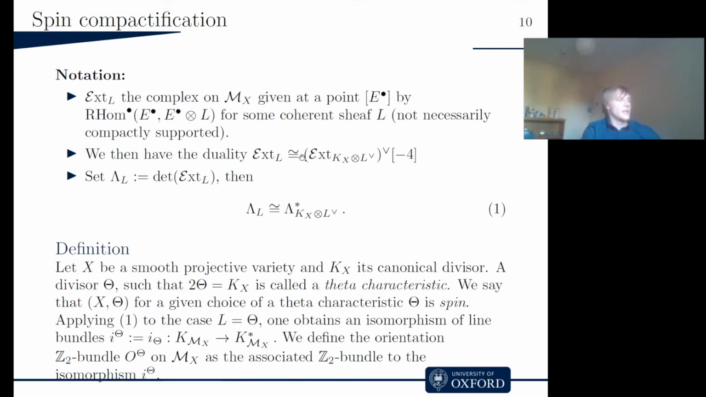We have then the duality, which is just Serre duality again on it. And if we define Λ_L to be the determinant of this complex, we again have some sort of duality on these line bundles, but this time we get this extra twist because we don't assume that X is Calabi-Yau, because we compactified, and we have this L dual of it.